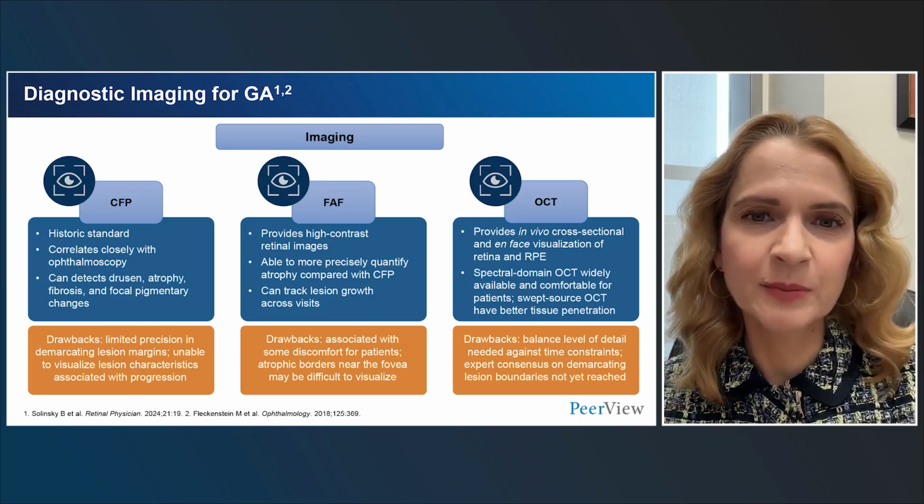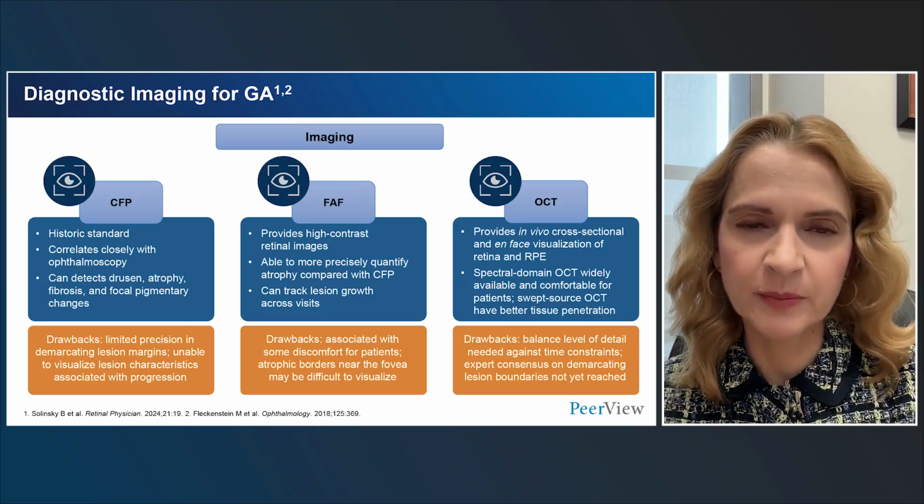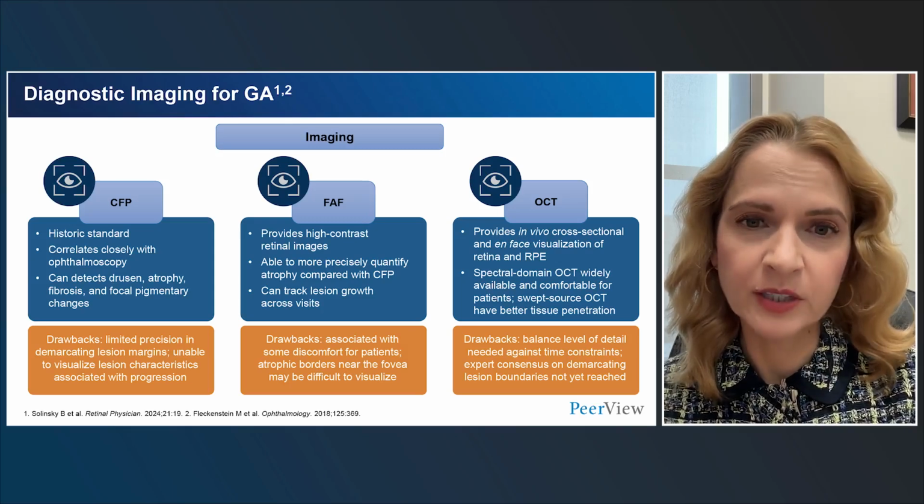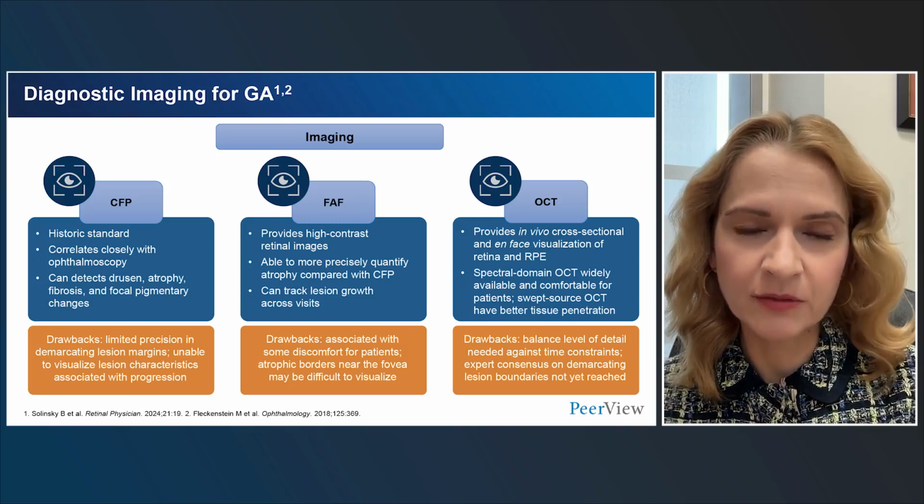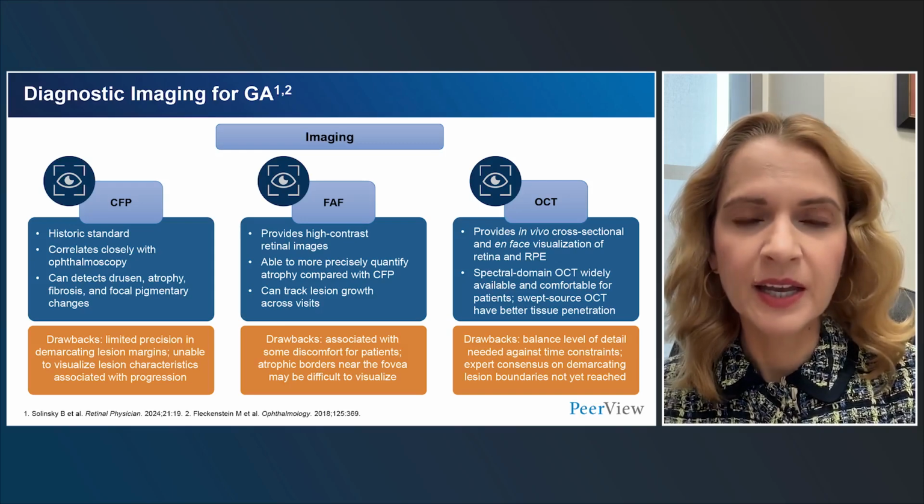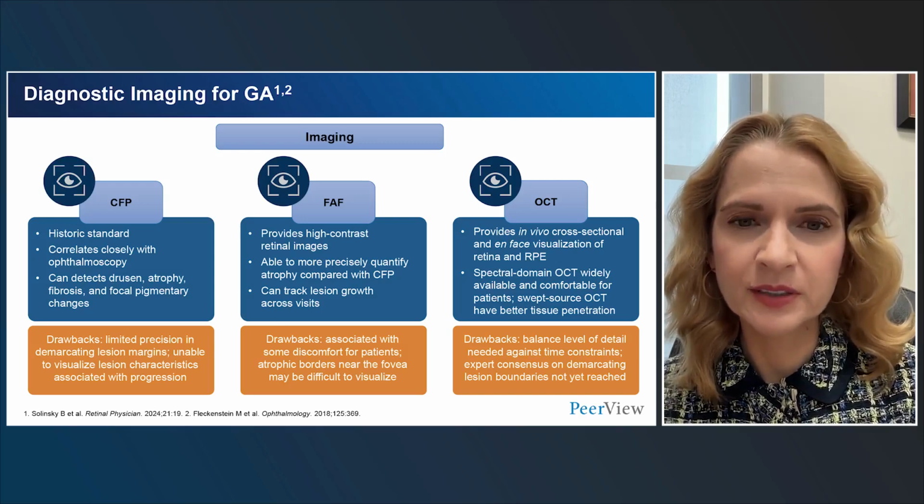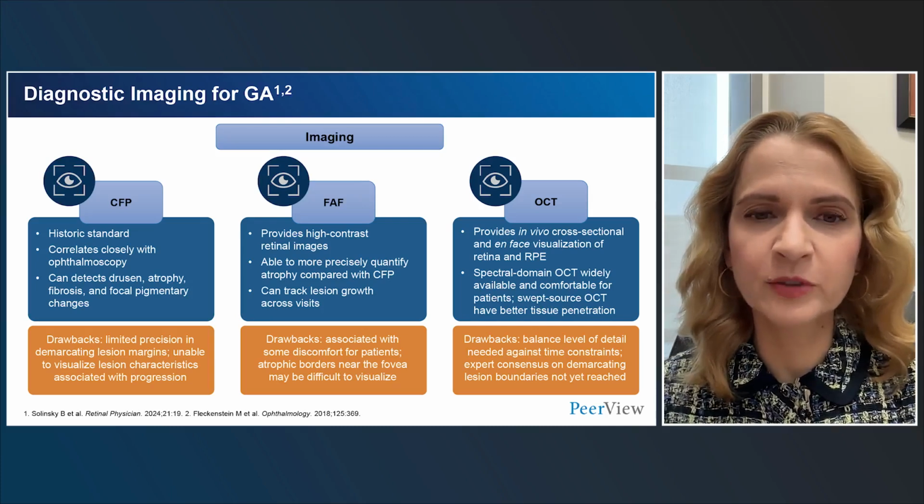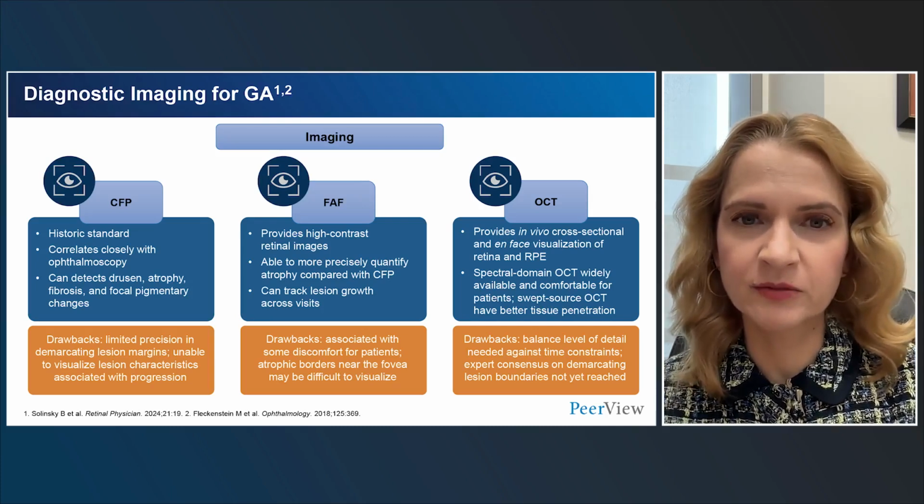This modality is able to more precisely quantify atrophy compared to color fundus photography. It can track lesion growth across visits, and this can be measured objectively. The drawbacks, however, are association with some discomfort for patients, and the fact that the atrophic borders near the foveal area may be difficult to visualize due to the normal foveal gradient in the center on fundus autofluorescence.